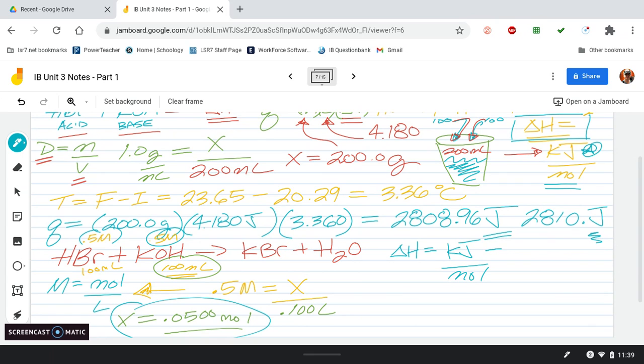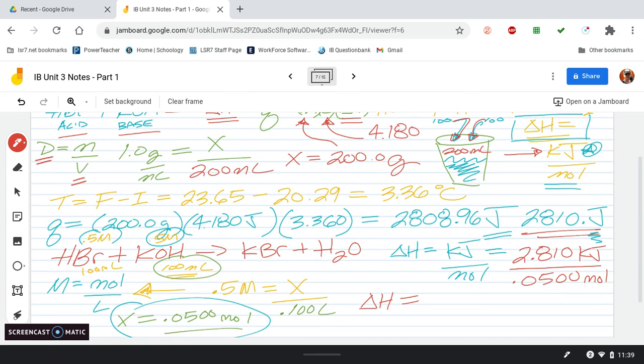So my delta H is going to be, let's change the pen color, I'm going to put in my kilojoules on top, but that's not kilojoules, that's joules. So we got to divide it by 1,000. So it'd be 2.810 kilojoules over 0.0500 moles, and that's going to give us delta H. So what does delta H equal? Let's run it through real quick. 2.810 divided by 0.05, that's going to be 56.2.